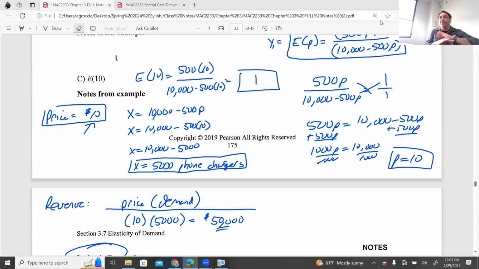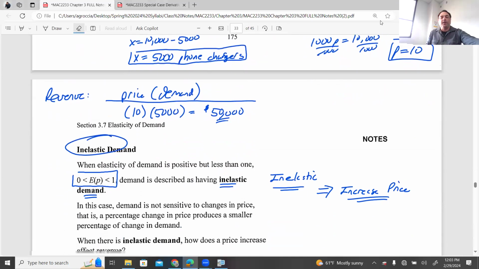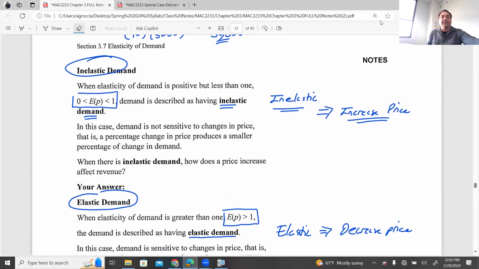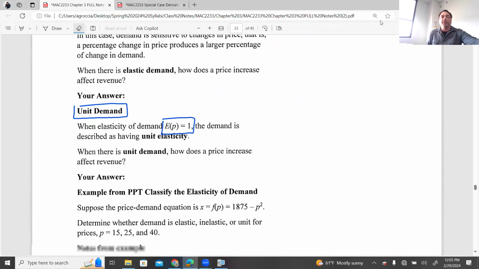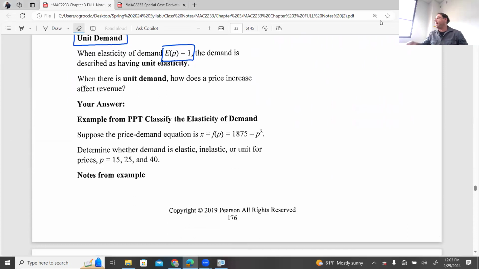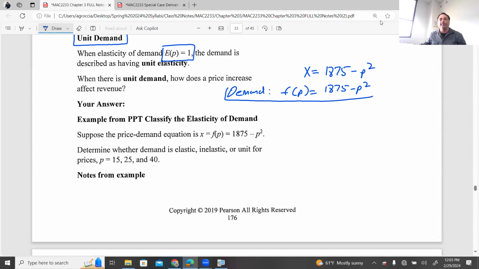So we're going to do another one of these from scratch, top to bottom. Remember inelastic, elastic, unit elasticity, remember all that. And now we're going to work on this one, okay? So I'm going to give you that x equals 1875 minus p squared, or the same thing can be written as f of p equals 1875 minus p squared. So bottom line, I am giving you, as part of the problem, demand.